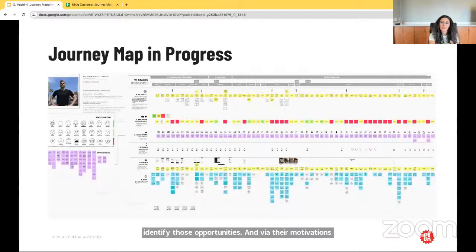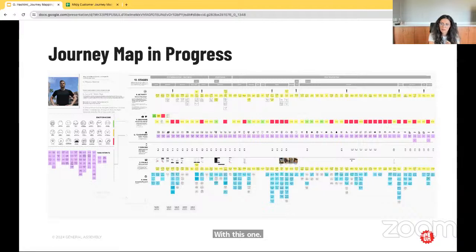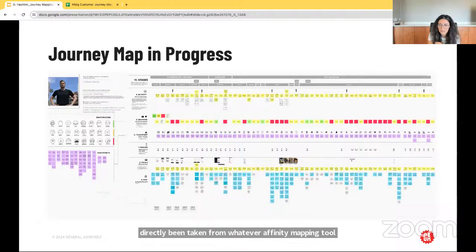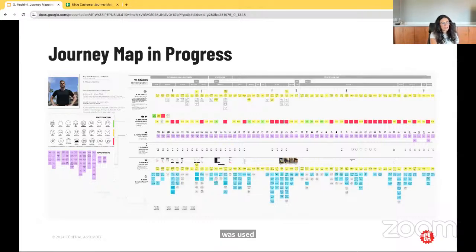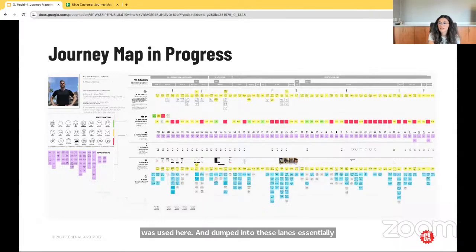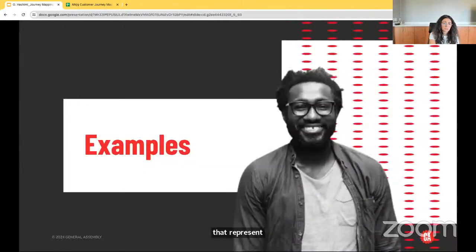So here is what a journey map looks like. Obviously, lots and lots of data points here. With this one, there are affinity mapping stickies that have directly been taken from whatever affinity mapping tool was used here and dumped into these lanes, essentially, that represent categories of data points that are relevant to our target audience.